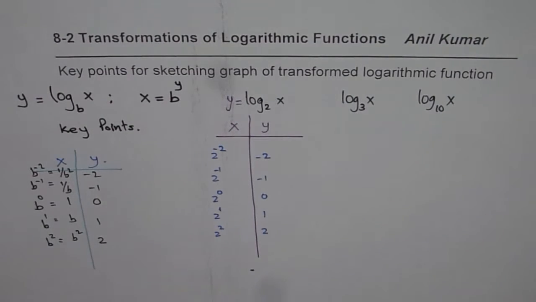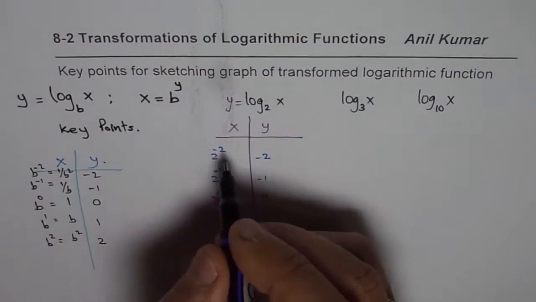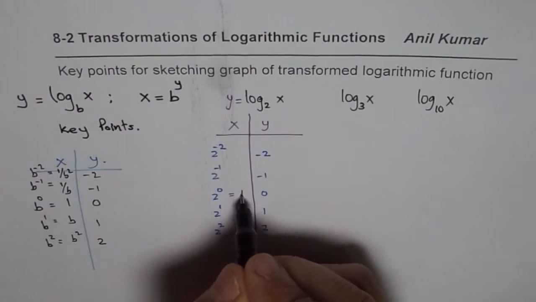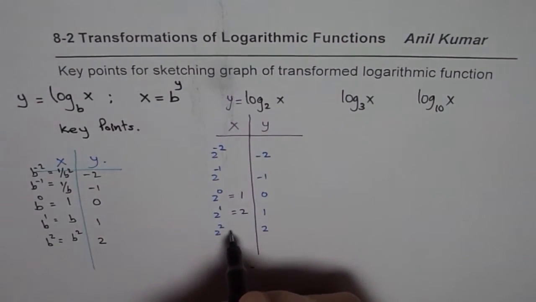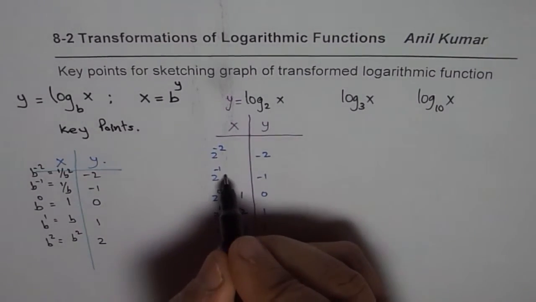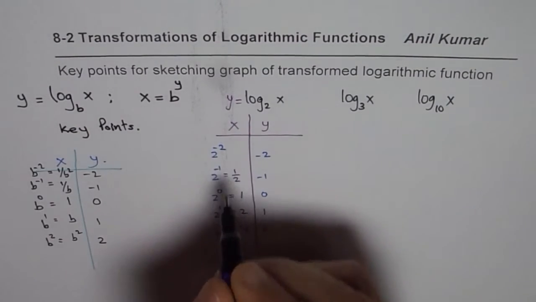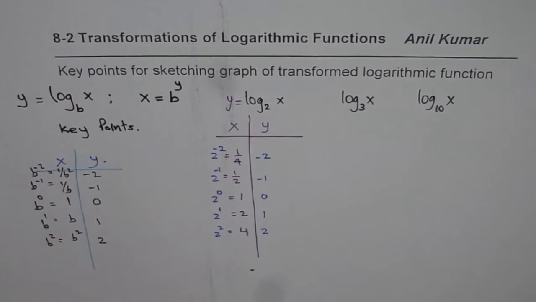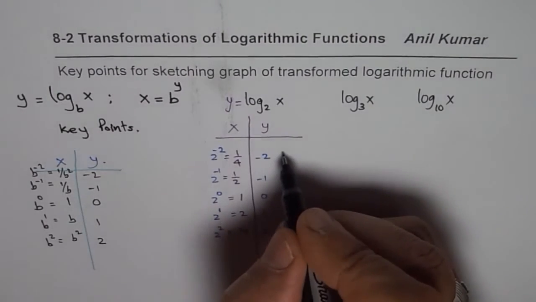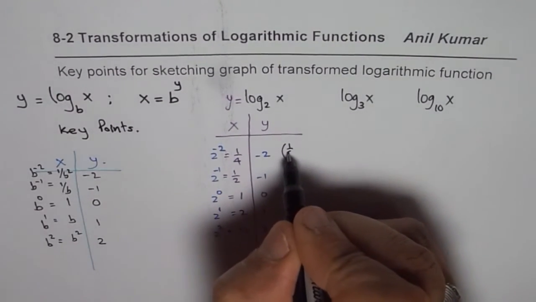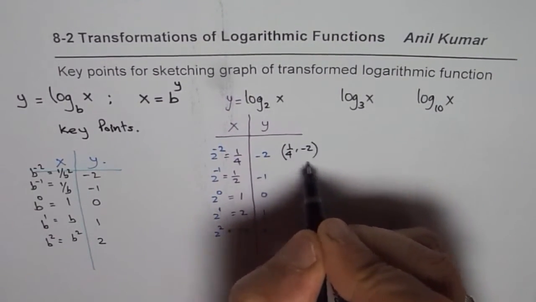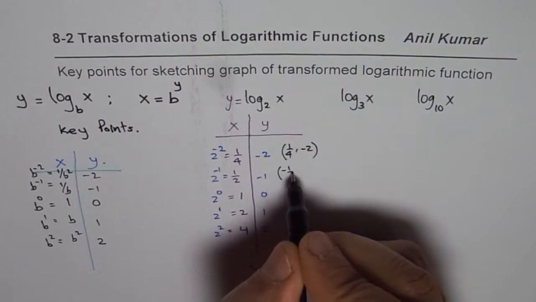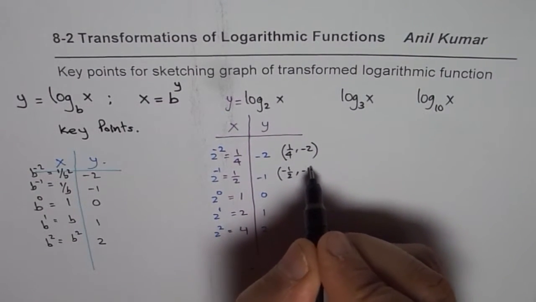Well, but what is 2 to the power of 0? 2 to the power of 0 is 1. 2 to the power of 1 is 2. 2 to the power of 2 is 4. And when I say minus 1, it is 1 over 2. Minus 2 means 1 over 4. Is that fine? Perfect. The points are x and y values, right? So here the x coordinate is 1 over 4, y is minus 2. X is minus half, y is minus 1.